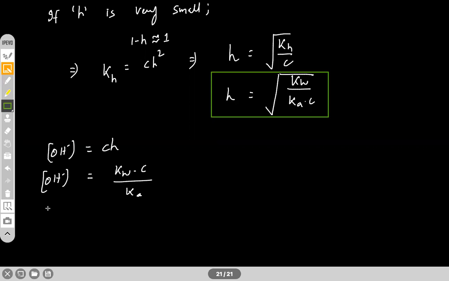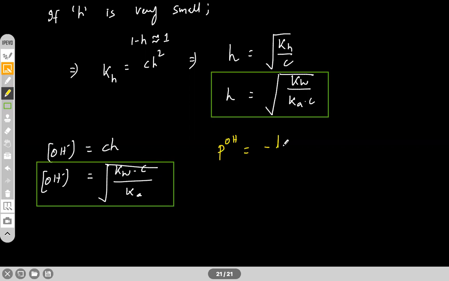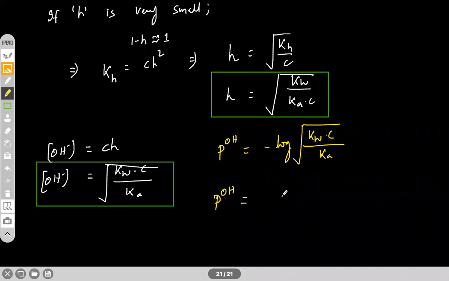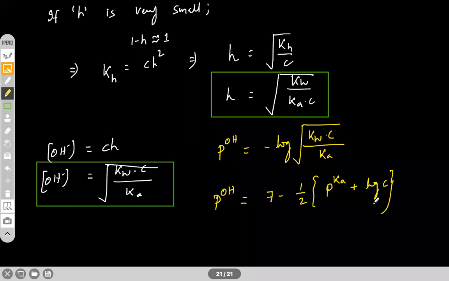Now, once you have this concentration, you can easily find out pOH. Did I miss the root? Yeah, we have a root over also. Okay, so pH calculation, pOH would be what? Minus log of OH minus, which is root over KW into C divided by KA. And when you solve this, you will get pOH equals 7 minus half of pKa plus log C. pOH equals 7 minus half of pKa plus log C. This is another formula.